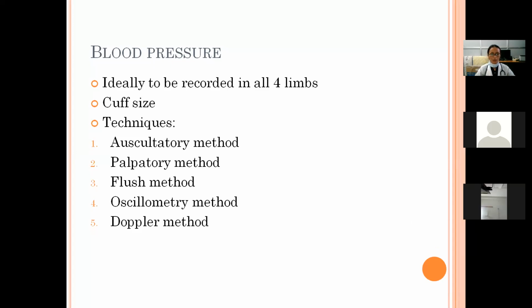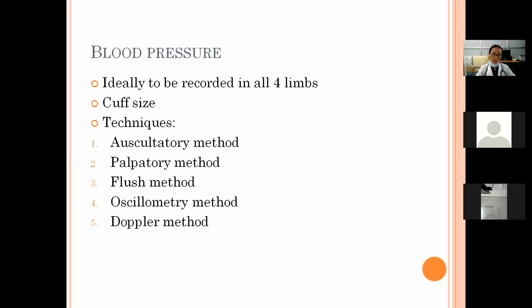There are various techniques for measuring blood pressure. The common ones are the auscultatory method, palpatory method, flush method, oscillometry method, and Doppler method, which is obviously the hi-fi one. But the commonly used ones in the office practice or in the ward are the auscultatory method and the palpatory method. The auscultatory method, obviously all of you know, is done by using a sphygmomanometer and your stethoscope. You place the stethoscope on the child's cubital fossa and auscultate on the brachial artery that is there.